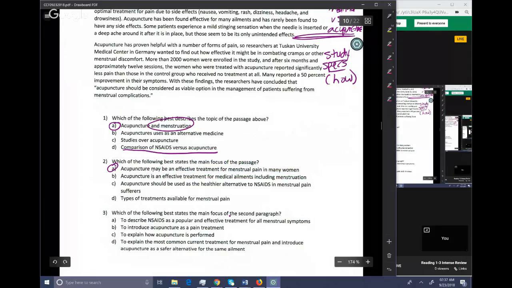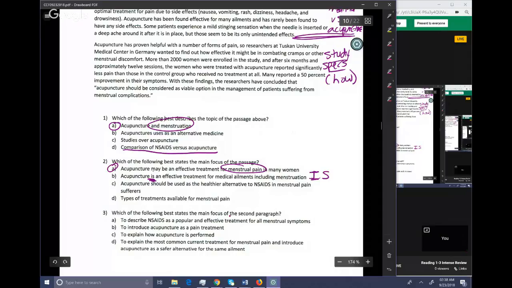B says it is an effective treatment for medical ailments, including menstruation. So one of the problems with this one is the word "is" does not leave any gray area. So we can't say acupuncture is effective. We have to say it can be effective. It is effective for some people. And then this says that the main focus is medical ailments and that menstruation is included. We want to be focused almost entirely on menstrual pain.